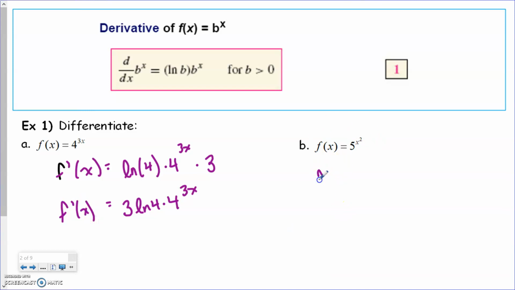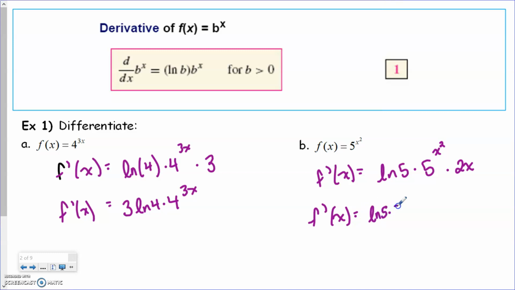Okay, for the second one, same idea. The derivative is the natural log of the base times that same exponential function times the inner function, so using the chain rule. Again, I like to rewrite it. This might be a little different than the book does it, but we're going to do the natural log of 5 times 2x times 5 to the x squared power. Just a little bit easier to read. Again, you do not have to do that. You can leave it as it is. The AP exam, they do not care, and you're good.